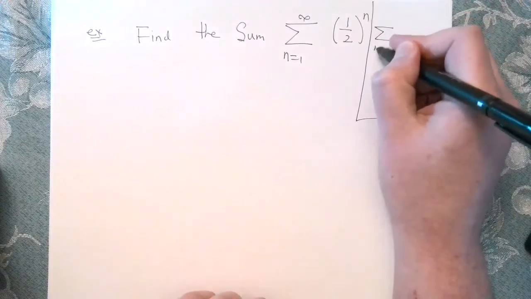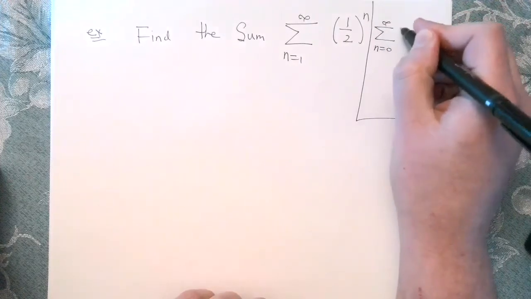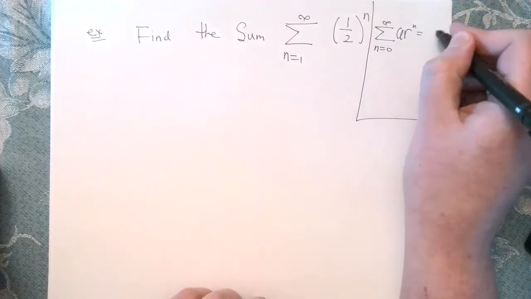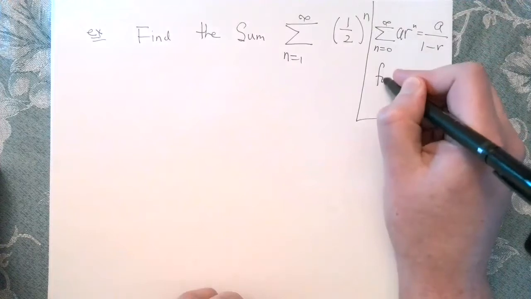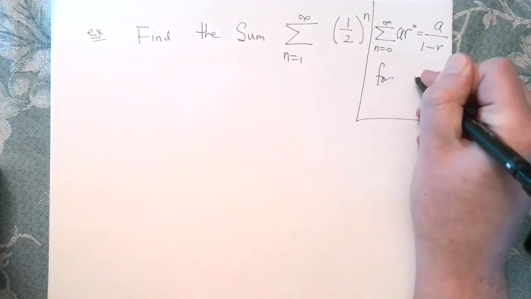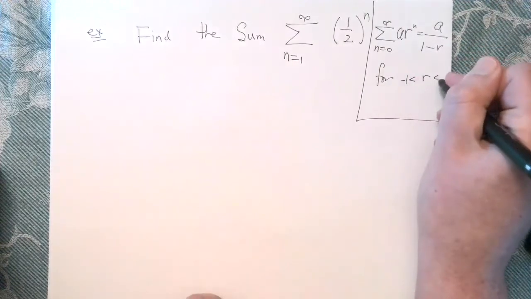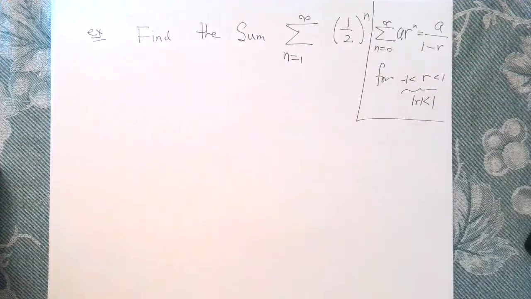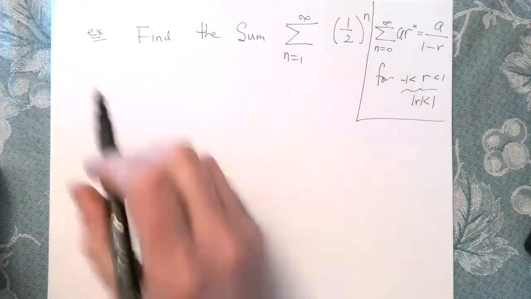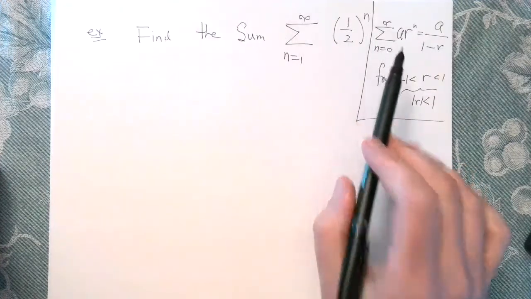Now let's keep in mind that the series from n equals 0 to infinity of a times r to the n is equal to a over 1 minus r for r between -1 and 1. Which means this. So yes, it would be sufficient for me to just find the first term and the common ratio, but I want to solve this a bit algebraically. So let's solve this algebraically where we're trying to fit this form.